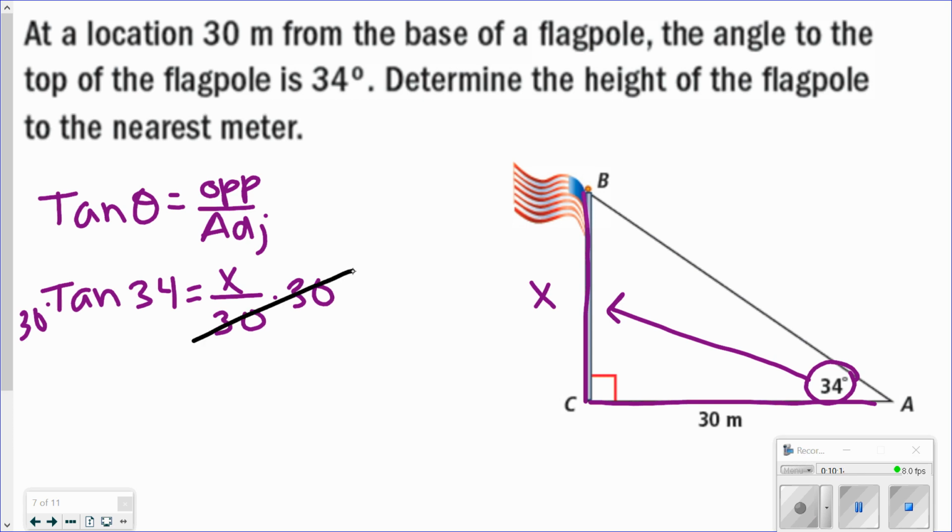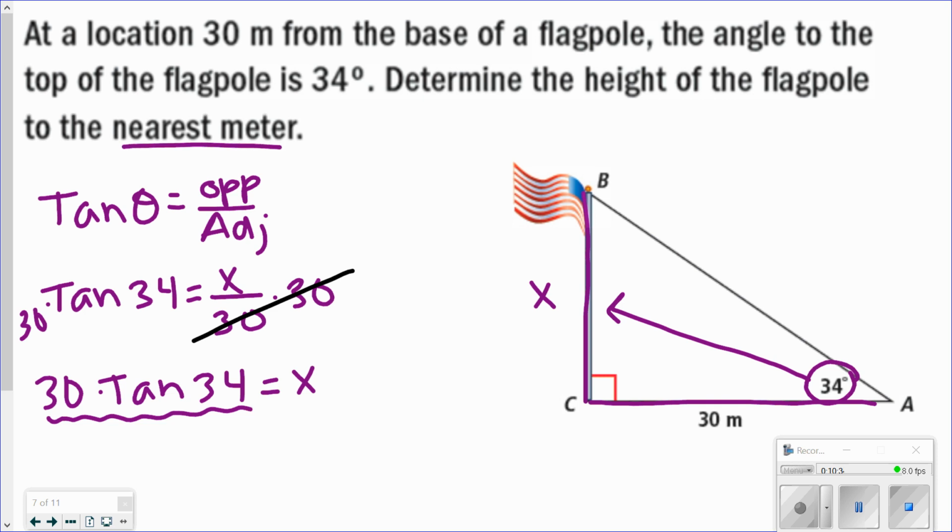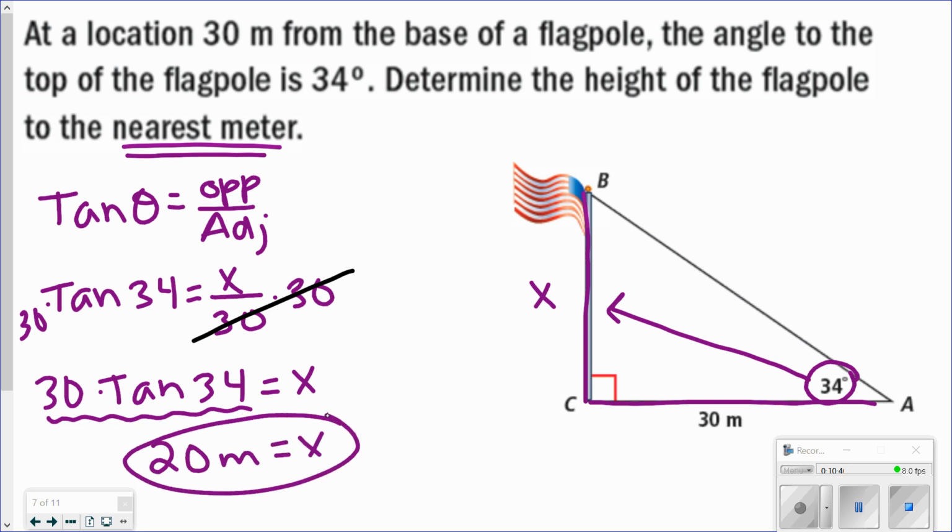So these 30s cancel, and this gives me 30 times tangent of 34. That's equal to x. Now remember, tangent of 34 is just a number, so I can plug this right into my calculator. And when you do so, and it says round to the nearest meter, 20 meters is going to be your x value. So what does that mean? That this flagpole is approximately 20 meters tall.